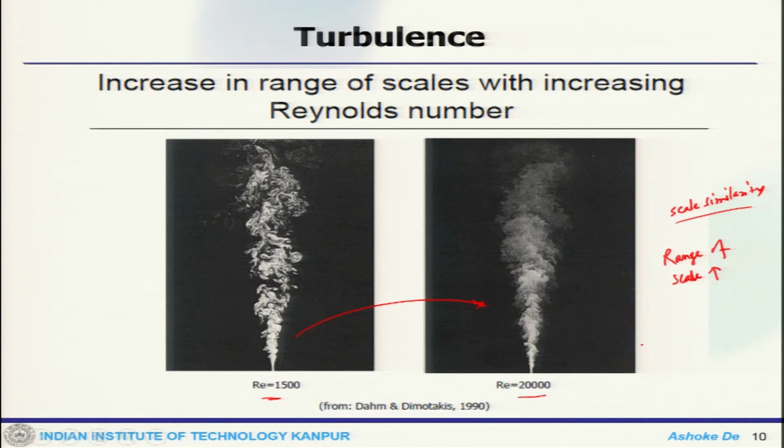So, which essentially says you may have similarity of the large scale structure, but that does not guarantee that the small scale structure would be of the same order. There could be a huge increment in the other range of scale, or the small scale structures, and this is what this picture very nicely demonstrates.